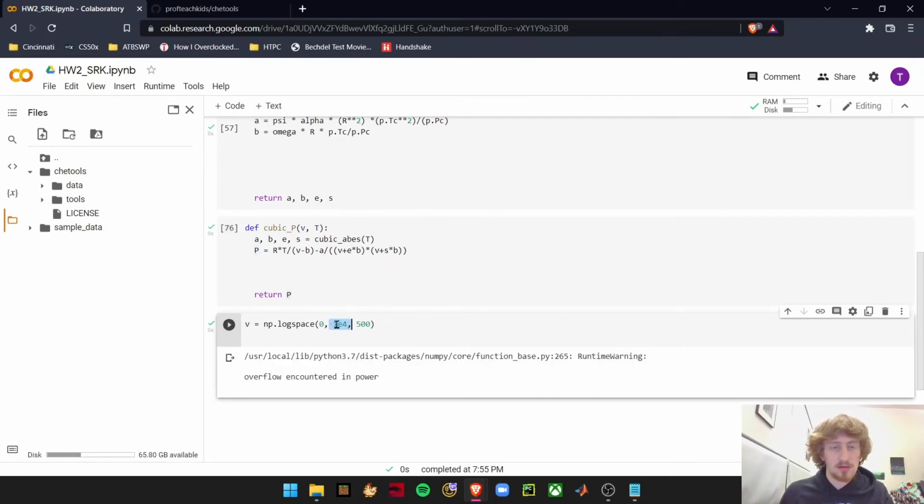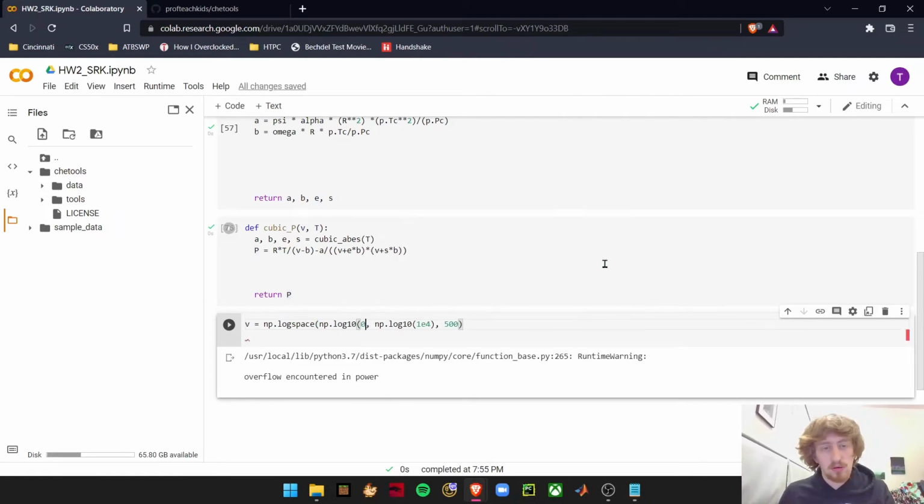So to get around that, we simply use the log of this value. And then 10 to the log base 10 of 1e4 is obviously going to be 1e4. And then we can do that here. And then that brings us to our next problem here.